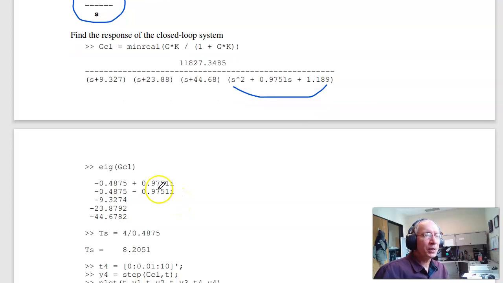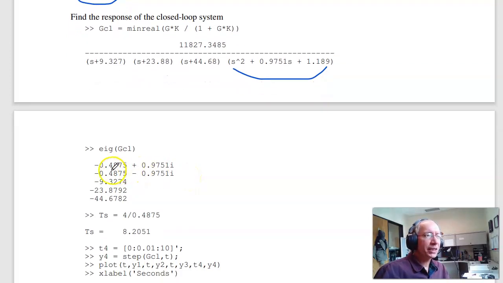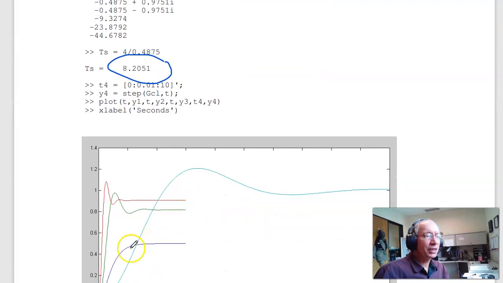The error for step input is 0, it's type 1. Settling time is 4 over the real part. The settling time is now 8 seconds. So if I plot the step response, here's the first problem, second problem gain compensated, lead compensated. Here's the PI compensator. Really, really slow, but the steady state error is 0.